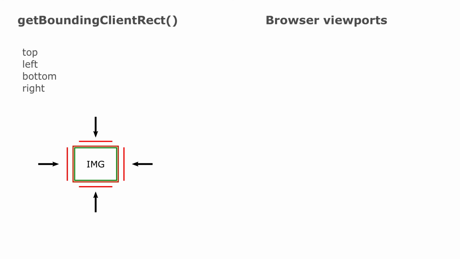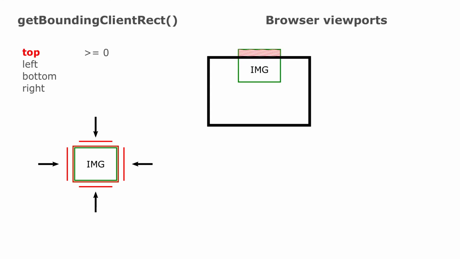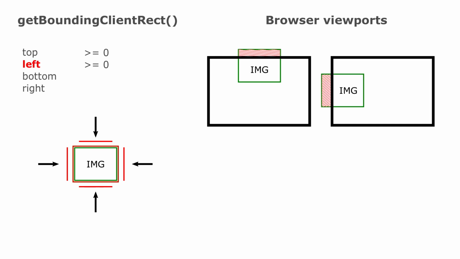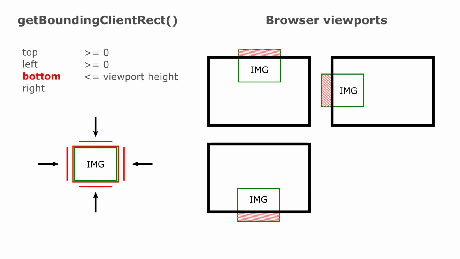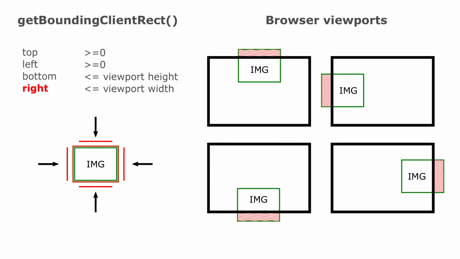For an image to be considered fully visible, its top position cannot be negative. Left position cannot be negative. Bottom position has to be less than viewport height. And right position has to be less than viewport width. And that's how this works.